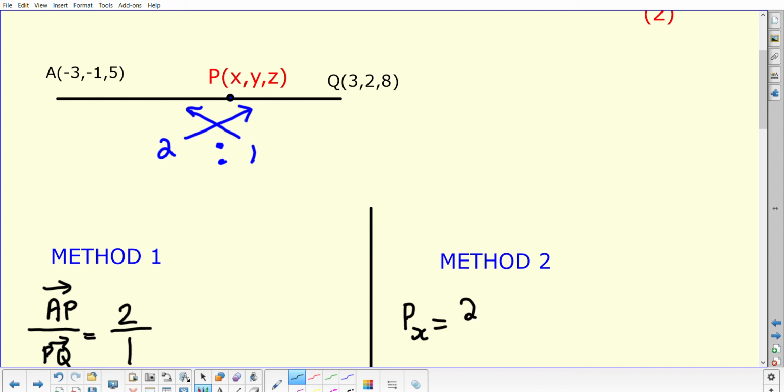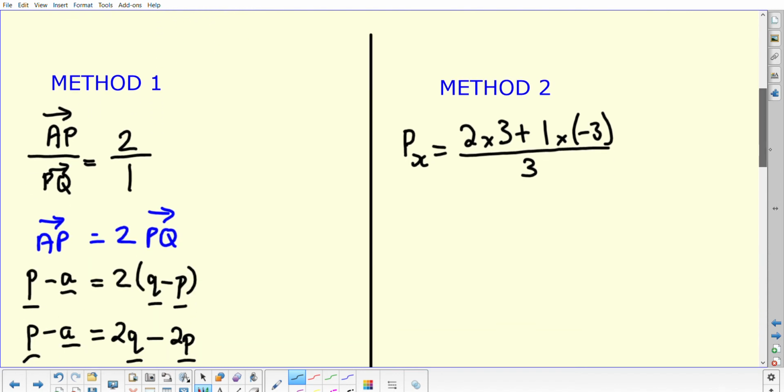I'm going to do 2 times the X coordinate of the Q point, plus I do 1 times the X coordinate of the A point, so 1 times minus 3. On the bottom, it needs to be that if you've got a line split up in 2 parts to 1 part, that's a total of 3 parts going on there, so you will be dividing by 3. So you end up with your X coordinate for P on the top there, you get 6 minus 3, so you get 3 over 3, which means that that is equal to 1.